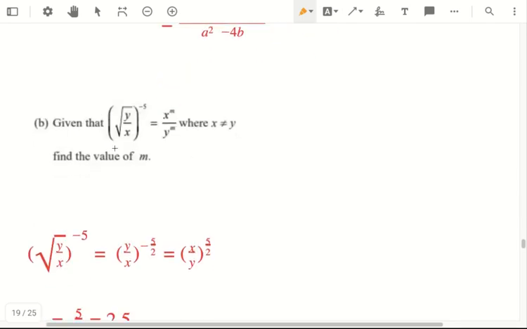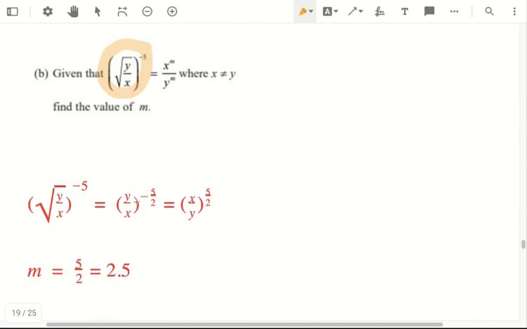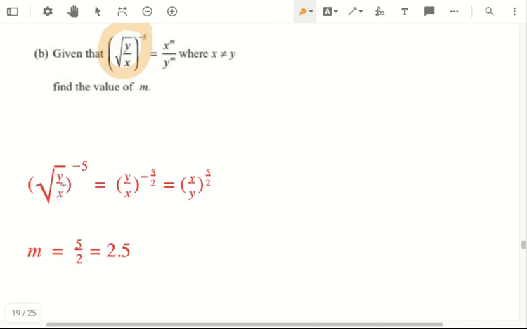So this one here, given this equation, we want to find m. What we can do is simplify this one such that we get x over y to the power of m. So I rewrote this. So what can we do?